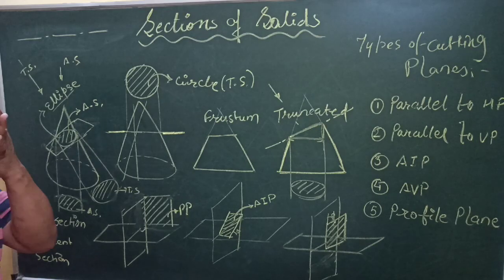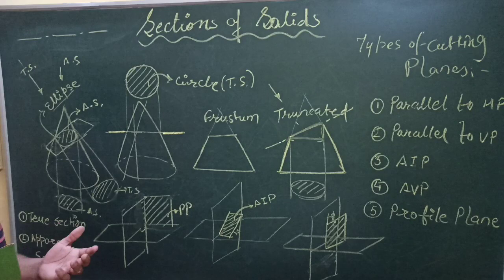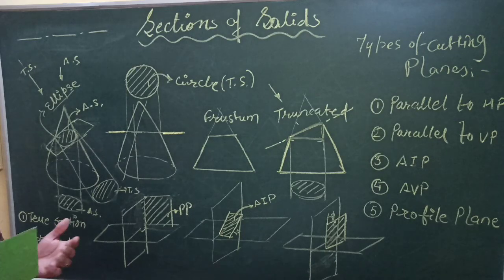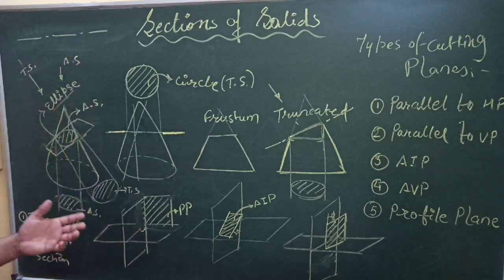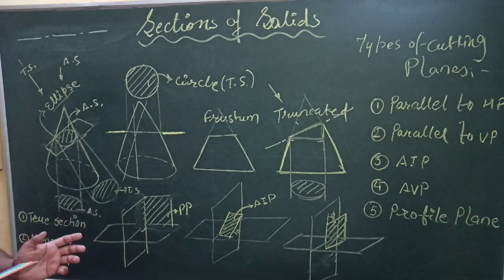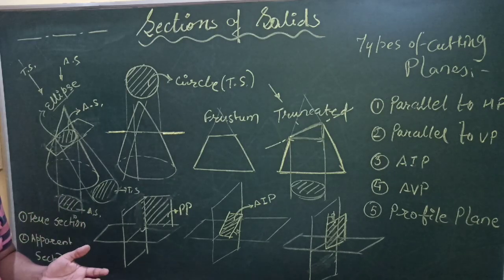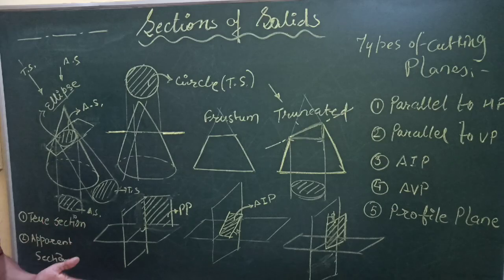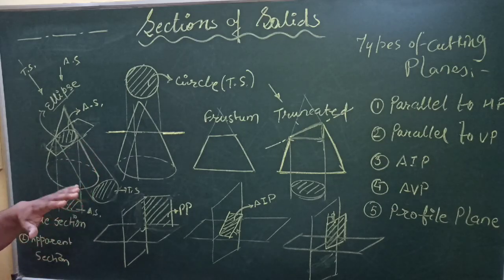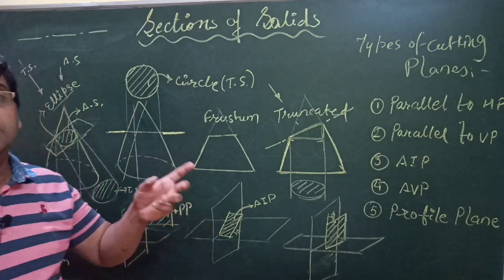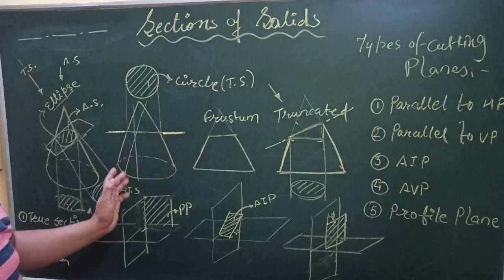Now there will be two things. Either you will be asked to draw the sectional top view or sectional front view and true shape of the section, or you may be asked to draw the apparent sectional top view and another view on an auxiliary plane which is parallel to the cutting plane, so that the true shape of the section will be shown in that particular view only, right? So this is about this.